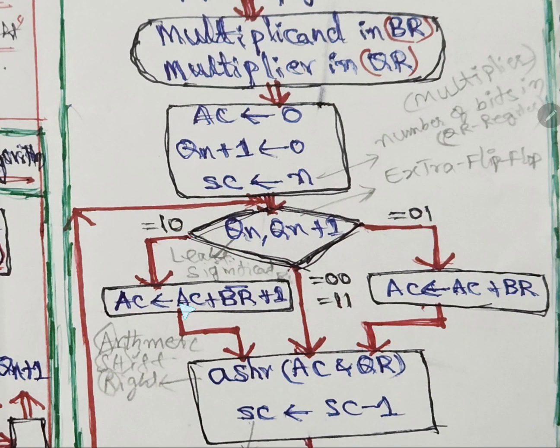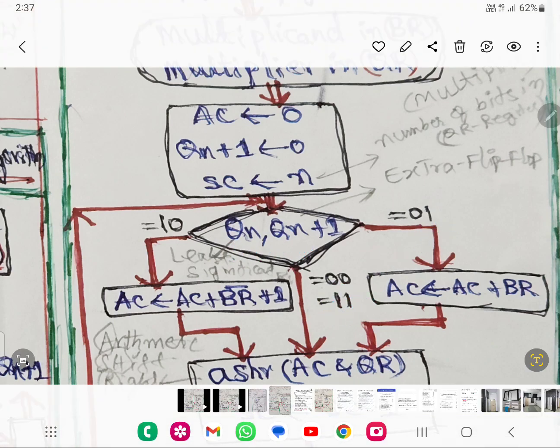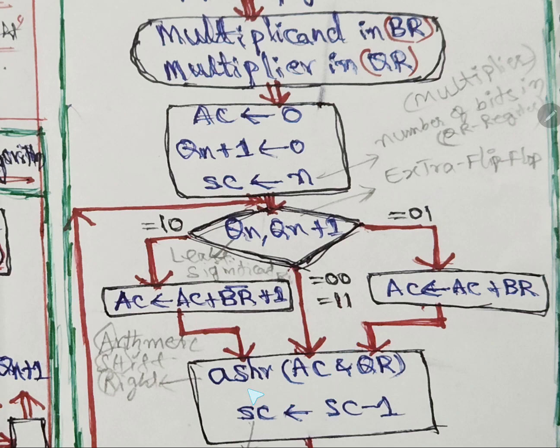When it is 1, 0, it will be moved this side. Qn and Qn plus 1, initially it will be 0. Then it will move on to these values. When it is 0, 0, it simply does an arithmetic shift right, and the sequence counter will be reduced by 1.